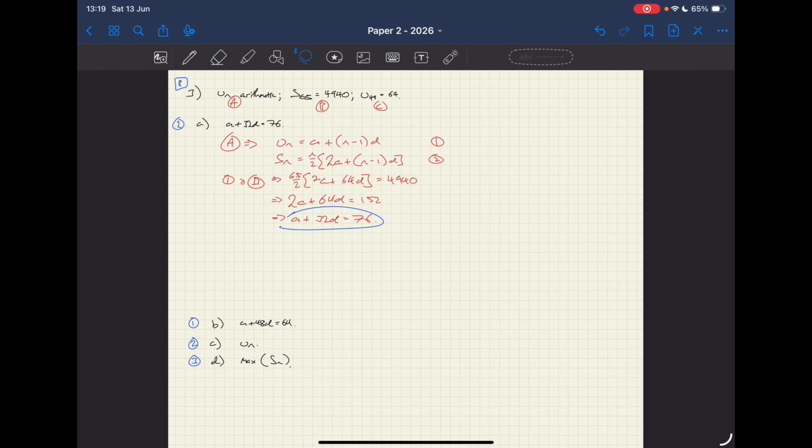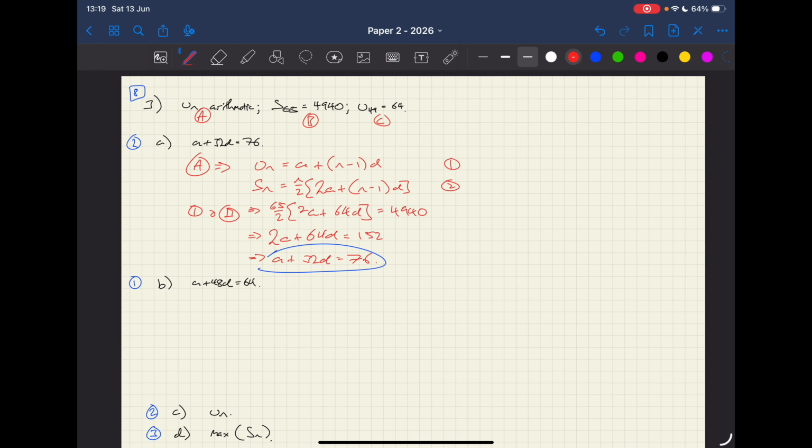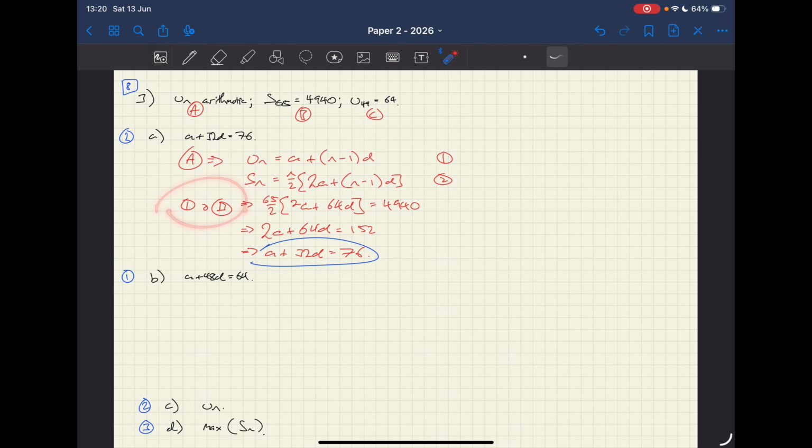Lovely jubbly. Part B then, very similar idea, but instead of fact 1 and B, we're going to take, sorry, that should have been 2, shouldn't it? Fact 2 and B. Now we're going to take fact number 1, so the definition that it's an arithmetic sequence, so what's the nth term of it, and then a value for that nth term. So fact 1 and fact C. Together, they combine to give us a plus n minus 1, n minus 1 is now 63 again, isn't it? Lots of d, and that equals 64.